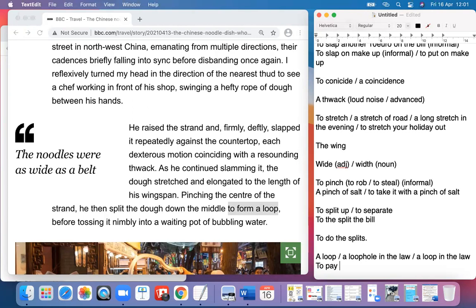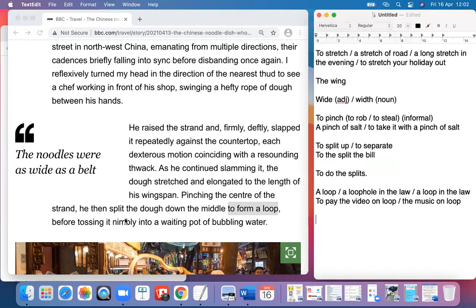Also on YouTube, you can play the video on loop, or you can play the music on loop, and that means repeated. Okay, so very, very flexible, and you can see the importance and the flexibility of English. We have a lot of words we use in lots of different situations, and that's typical.